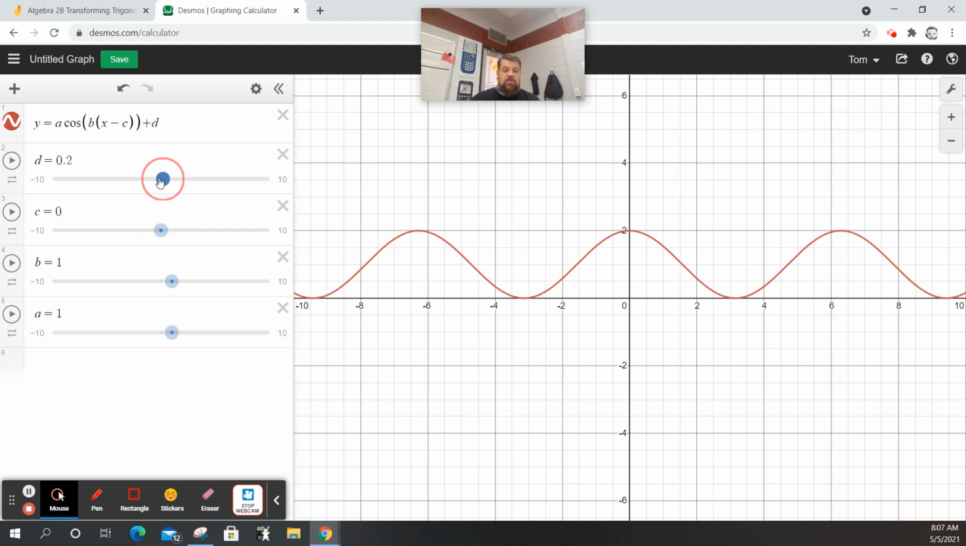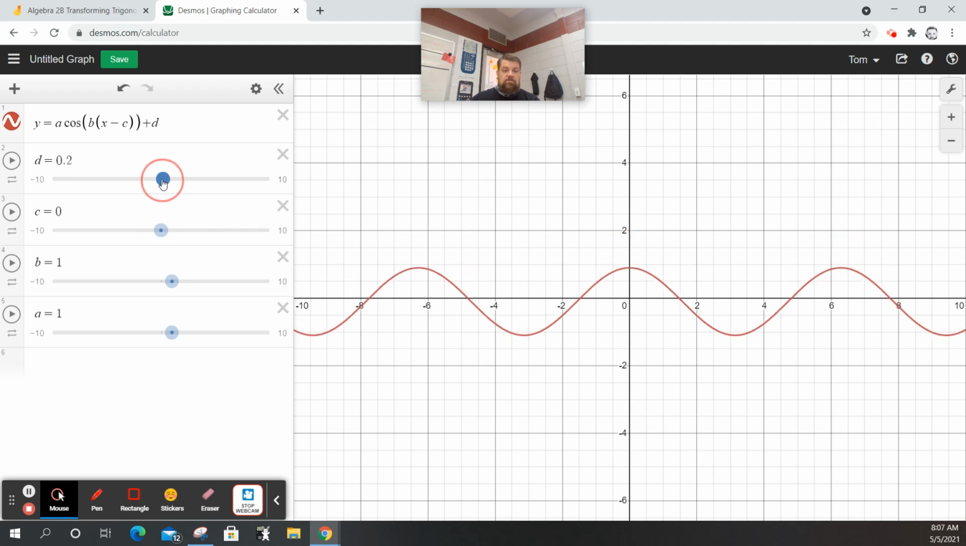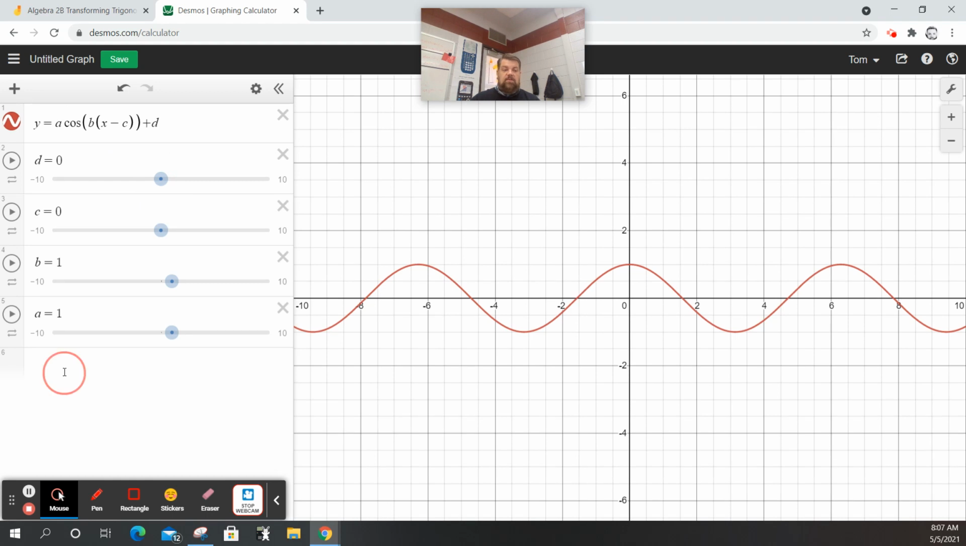All right. So regular cosine is a equals 1, b equals 1, c equals 0, and d equals 0. So this is what cosine normally looks like. This is just cosine of x, right? In fact, if I were to put that down here, you can see it, and see how it maps right on top of it? So now let's do the transformation.